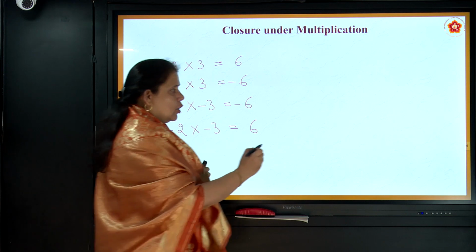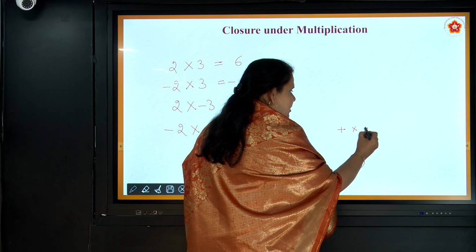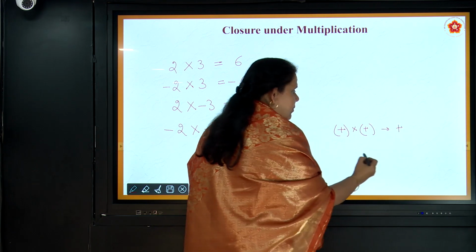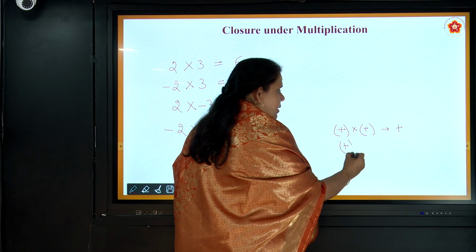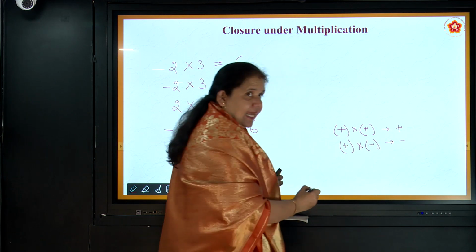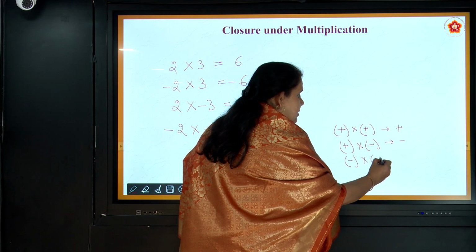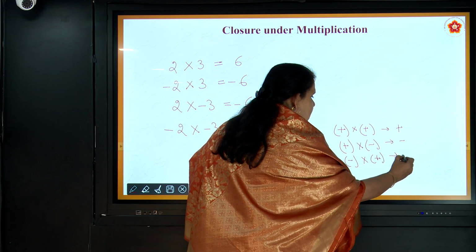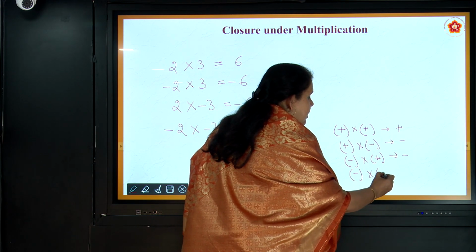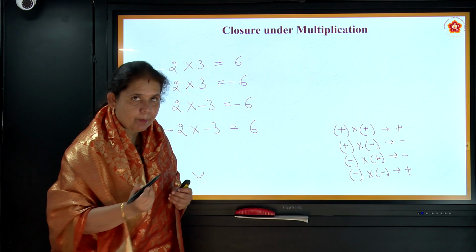If there are two positive numbers, when they are multiplied, answer will be positive. If there is one positive number multiplied by a negative number, answer will be negative. Even if the first number is negative, second number is positive, answer will be negative. If both the numbers are negative, answer is going to be positive. You need to remember this.